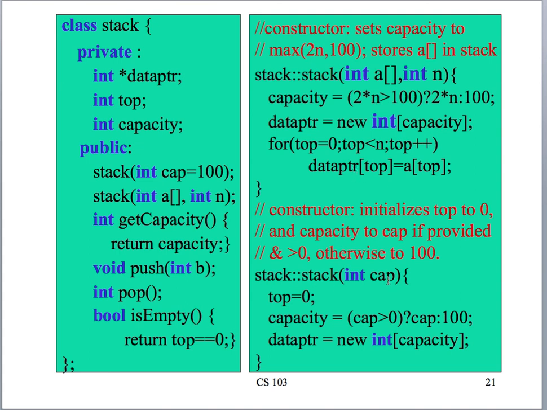In the case of one where all I pass is a capacity, or I don't pass a capacity and it uses this default value, then I'm going to set top equal to 0. I'm going to set the capacity to 100 or cap, as long as cap is greater than 0. And I'm going to allocate space, but I haven't put anything in that space yet, and then I'll use my pushes and pops to do that.